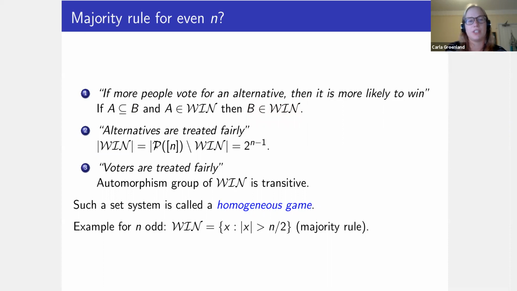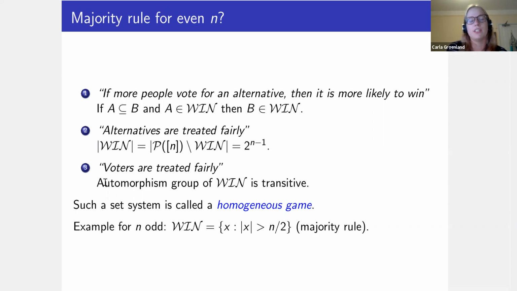The second one is also kind of easy. Well, if alternatives are treated fairly, then quite a natural assumption is that both the set of winning coalitions and the set of losing coalitions are equally big. This first one is also called an upset, and these 2 things together actually give a thing in combinatorics called a maximal intersecting family. So this is actually something that some of you might know about.